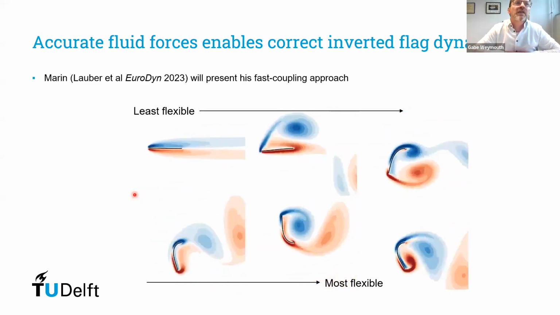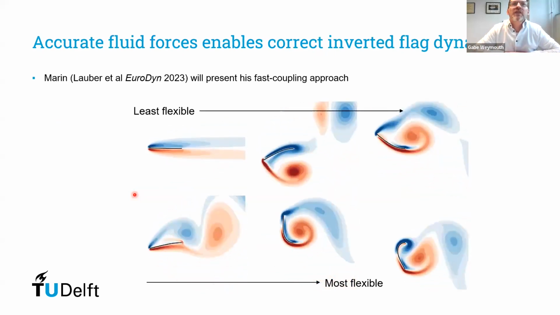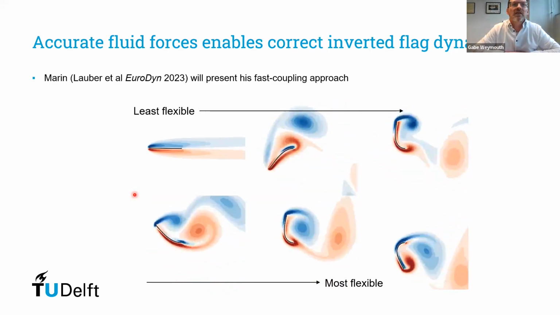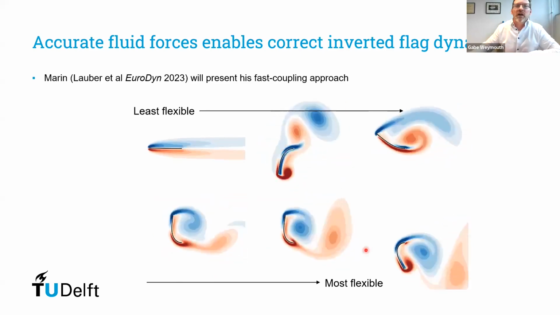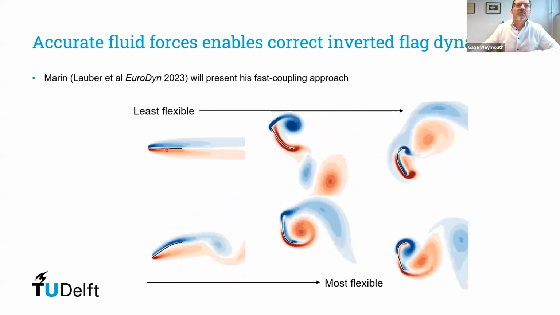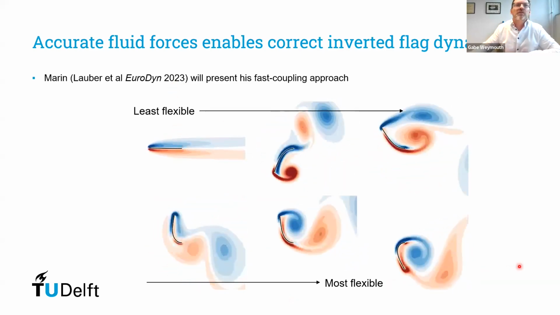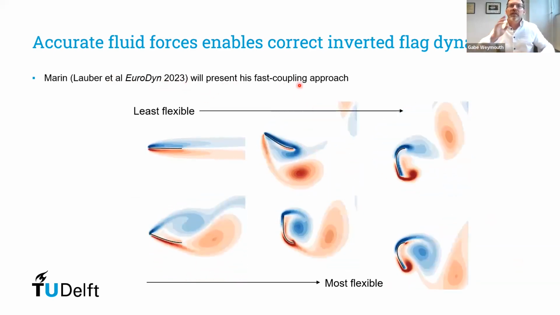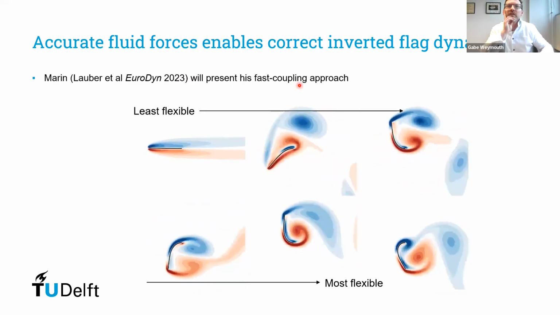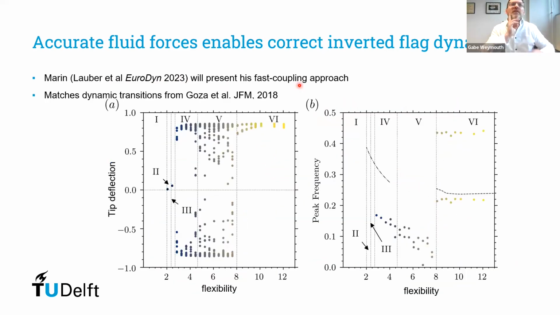He's also giving a cool presentation in Eurodyne this year. So here's a number of situations where we've got the least flexible inverted flag to the most flexible inverted flag. And he'll talk about how he coupled the FEA solver to the flow solver, but just using one of his plots to help validate that once you get the forces right, then you can get the dynamics right.